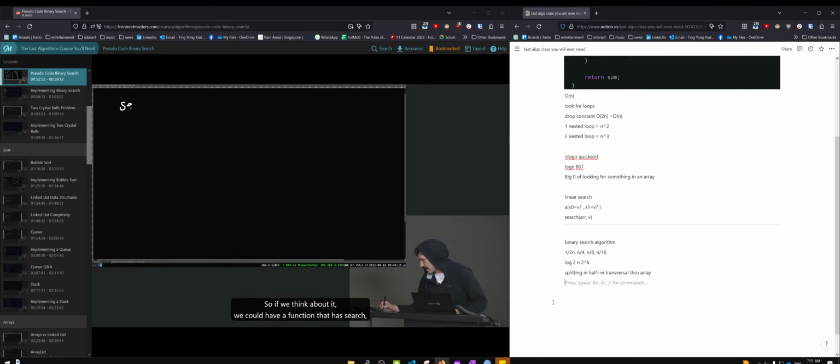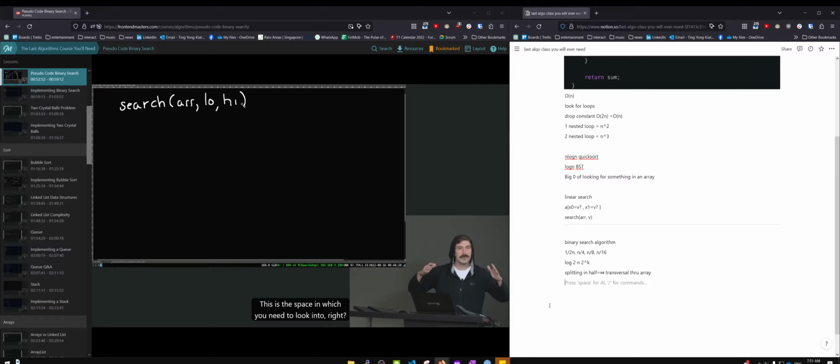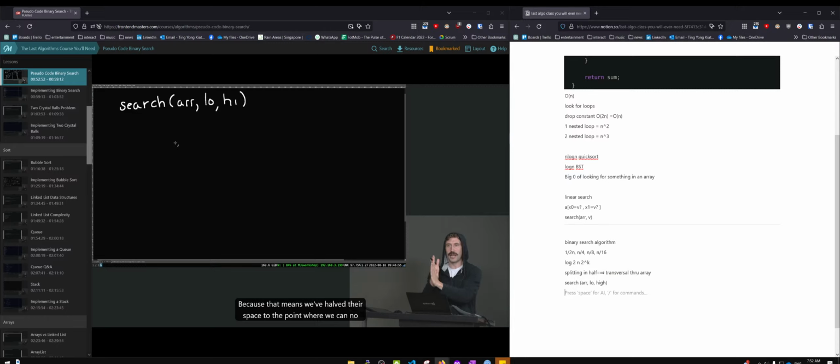So if we think about it, we could have a function search that takes in an array, and maybe it has a low and a high, right? This is the space in which you need to look. That makes sense. And so what we could do is loop until some sort of condition happens, right? What would be a good condition? Does anyone have an idea? Comparing the low to the high? Yeah, exactly. When the low and the high effectively become each other, we are done, right? Because that means we've halved our space to the point where we can no longer halve our space. So that's a good thing to remember, conditions always.